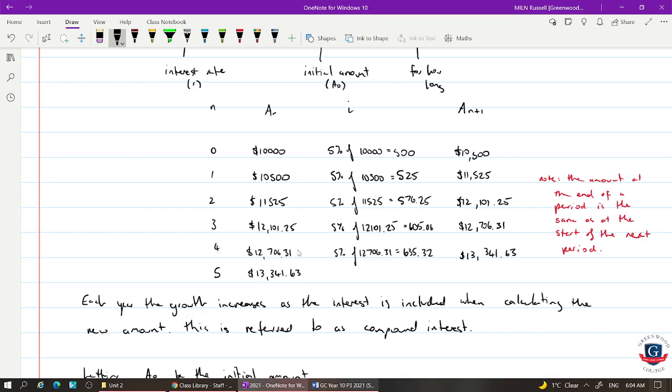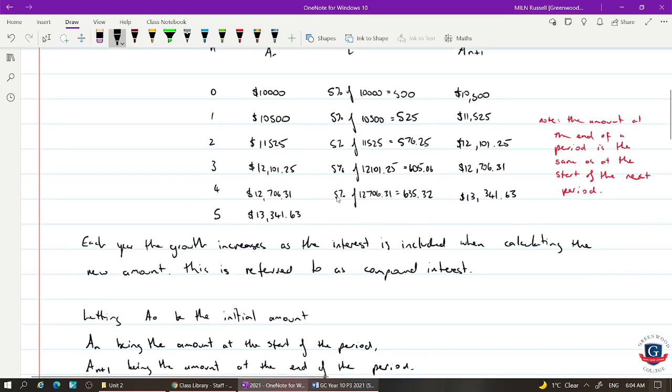We repeat this process until we get to A4 plus 1 or A5, which is the answer that we're looking for, which is 13,341.63. And a bit anti-intuitively, whereas we think of this as the initial amount in year 0, this amount here is actually the amount of money that's in the bank after 5 years. And we can see that because we've compounded 5 times, once per year. This process is known as compound interest, and it's what the banks do when you put money in the bank.